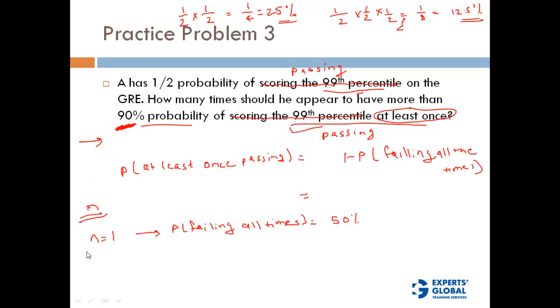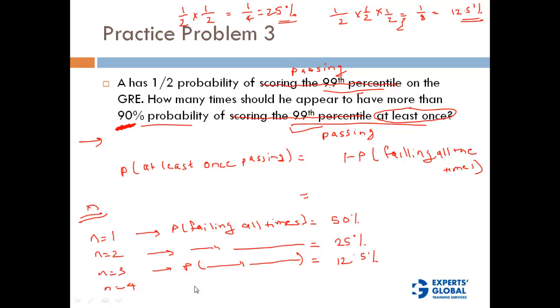That is already given. If n is equal to 2, the same probability of failing at all times, that means failing both times, is going to be 50% into 50%, which is 25%. N is equal to 3, probability of failing all times is 50% of this again, which is equal to 12.5%, correct? N is equal to 4, probability of failing all times is going to be 6.25%, right? Let's look at probability of at least one passing. Probability of at least one passing is going to be 1 minus probability of failing, right?